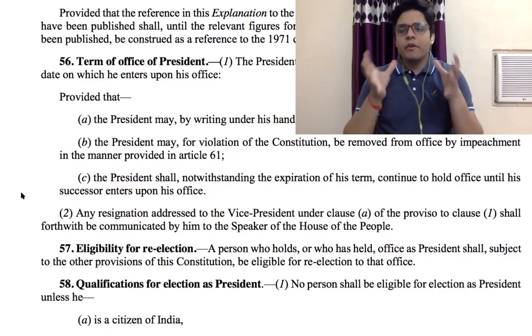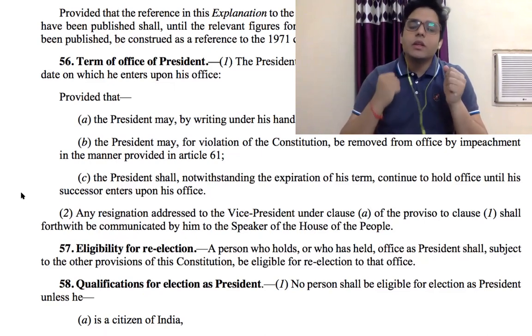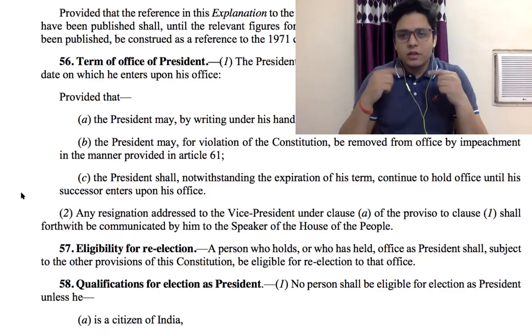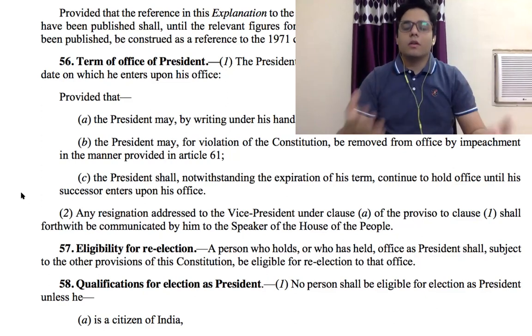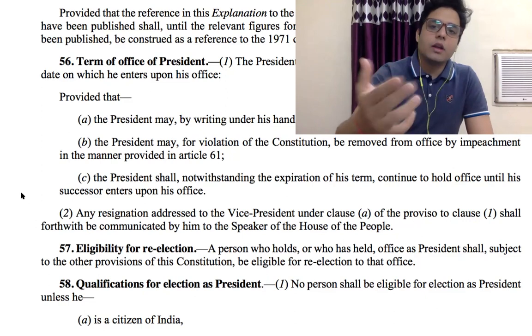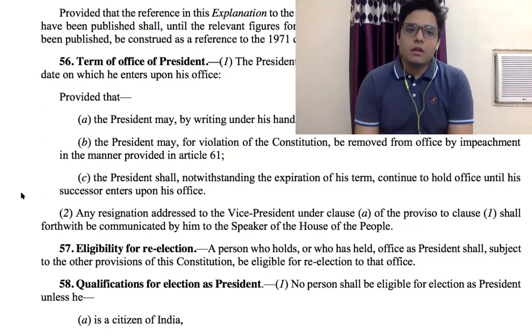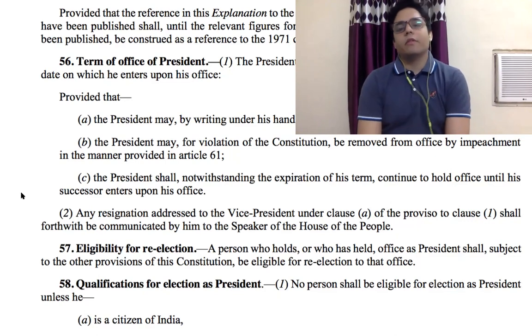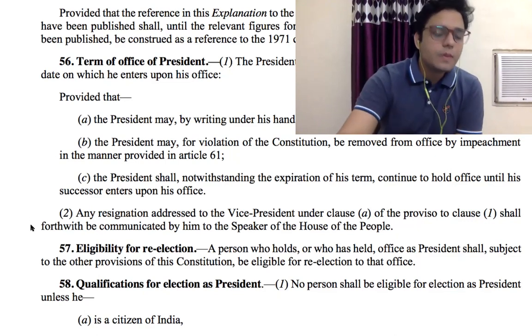Every bill, every statute, requires the assent of the president. So they should be the first ones to know that the post is vacant, and we should move forward to appointing the next president as soon as possible. Okay, this was Article 56. It provides for the term of office of the president. It simply says that the term is 5 years.